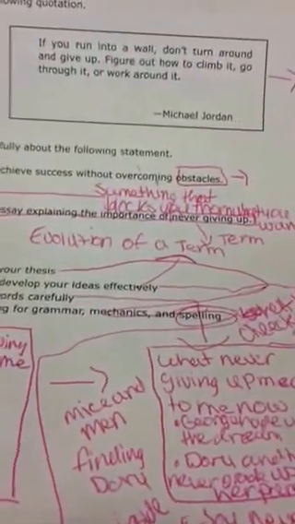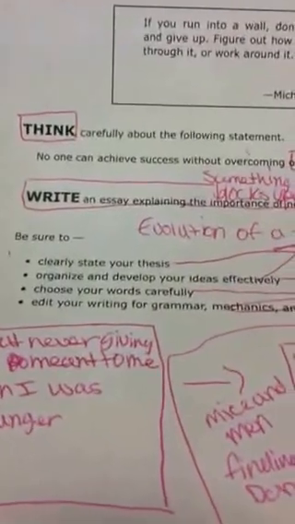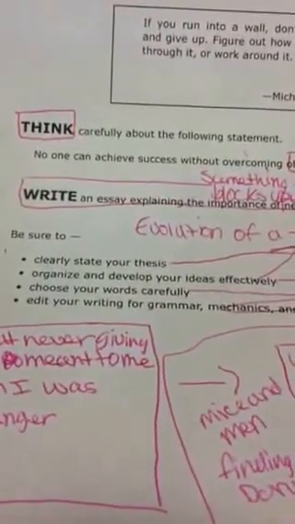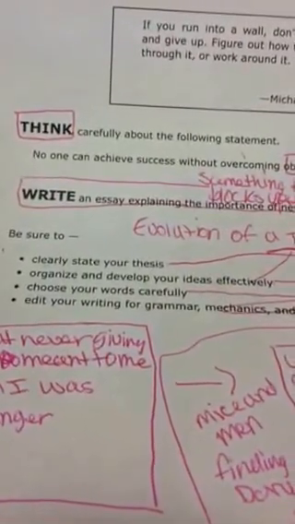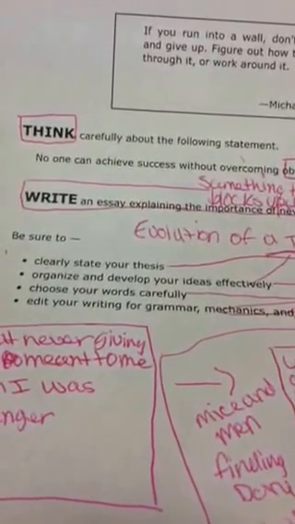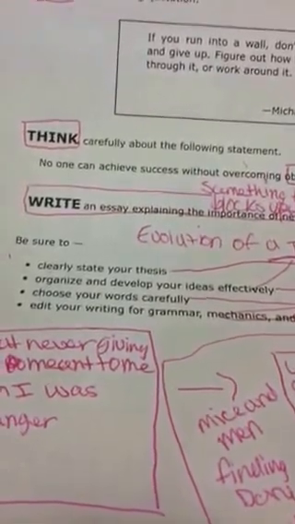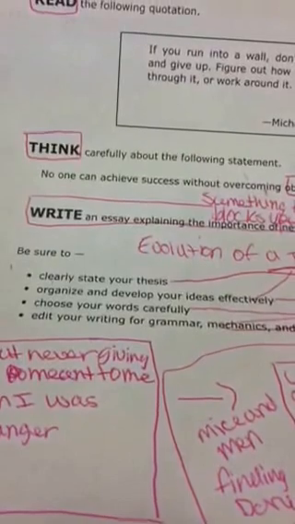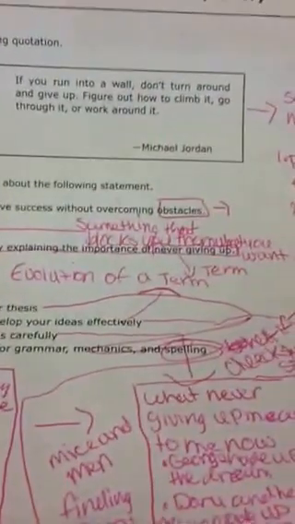Now, in an evolution of a term, you do have to clearly state your thesis, but instead of stating it at the very beginning, you're going to save it at the very end as a conclusion of your thinking of what never giving up means. So what is evolution of a term?